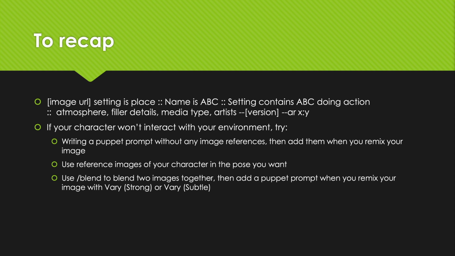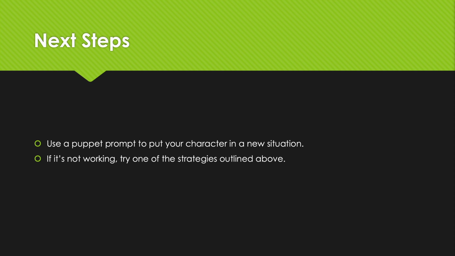You can try using reference images of your character in the pose that you want them to take. And you can also use blend to blend 2 images together, then add a puppet prompt when you remix your image with very strong or very subtle. I will have some demonstration videos to show you how to do this. So the next steps are going to be using a puppet prompt to put your character in a new situation, and if it's not working, try one of the strategies outlined above.